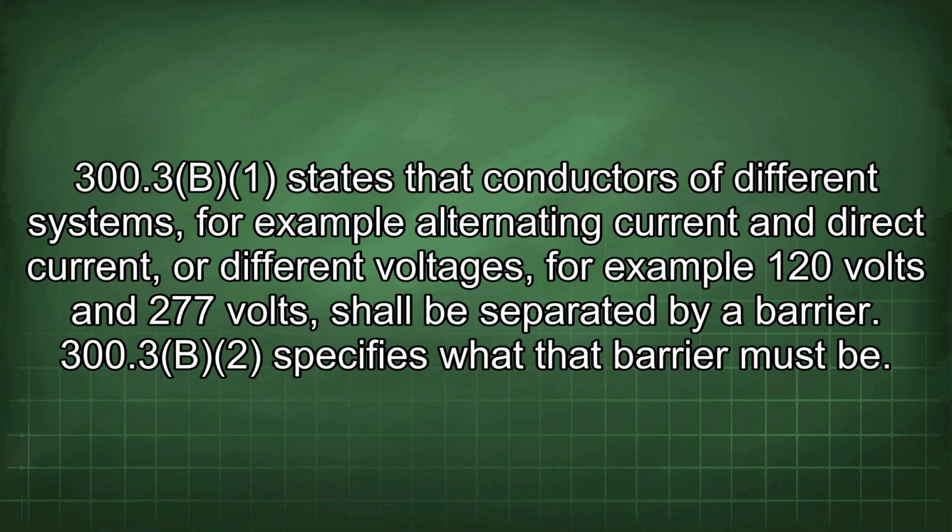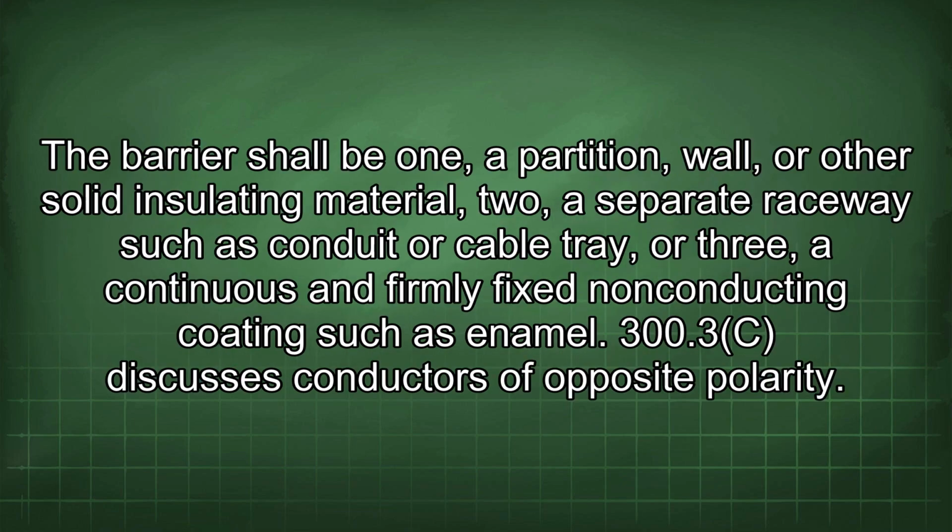300.3b2 specifies what that barrier must be. The barrier shall be 1. A partition, wall, or other solid insulating material. 2. A separate raceway such as conduit or cable tray. Or 3. A continuous and firmly fixed non-conducting coating such as enamel.